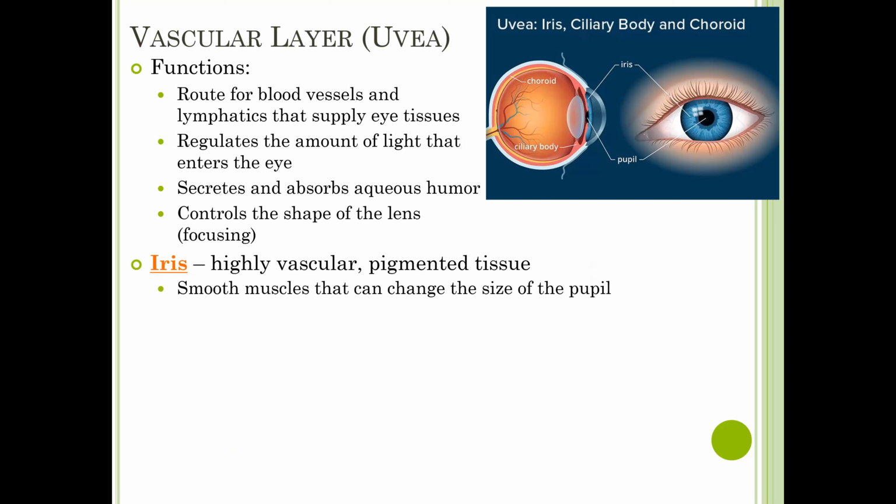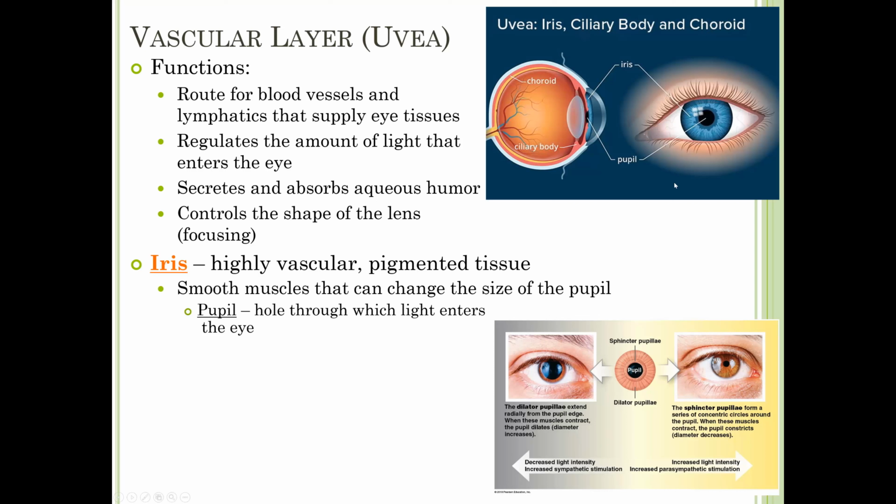So if we look at these parts individually, the iris is the highly vascular pigmented tissue that we all associate with the color of our eye. And the iris itself is actually composed of 2 sets of muscles, and these are smooth muscles that can change the size of the pupil. And the pupil is that hole in the middle through which light actually enters the eye.